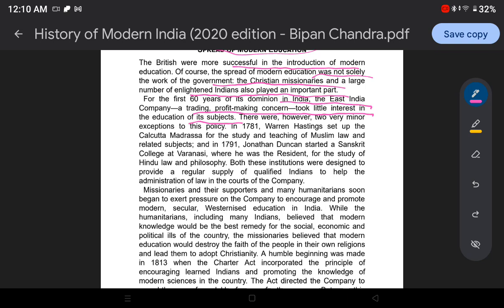There were, however, two very minor exceptions to this policy. In 1781, Warren Hastings set up the Kolkata Madrasa for the study and teaching of Muslim law and related subjects, and in 1791, Jonathan Duncan started a Sanskrit college at Varanasi, where he was the resident, for the study of Hindu law and philosophy. Both these institutions were designed to provide a regular supply of qualified Indians to help the administration of law in the courts of the Company.